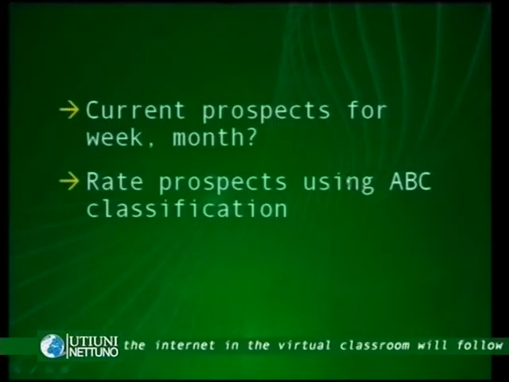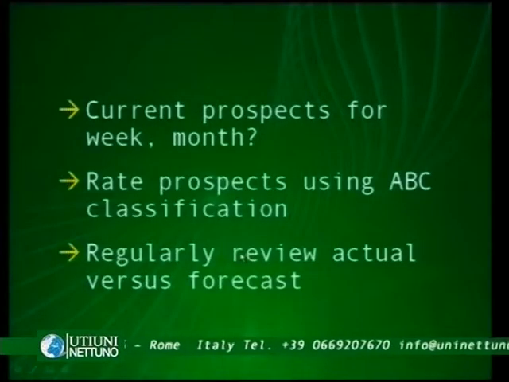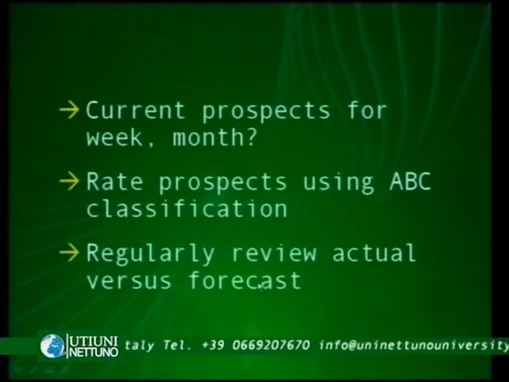Rate prospects using the ABC classification again. So the ones that you really think are going to turn up trumps for you in the particular month or week, you classify as A. If you're a little doubtful about some of them, you might put them as a B, and then the long shots, they're the C. So long shots, you don't put much effort into. A and B, yes you do, you put a lot of effort into those, into making sure that you get them.